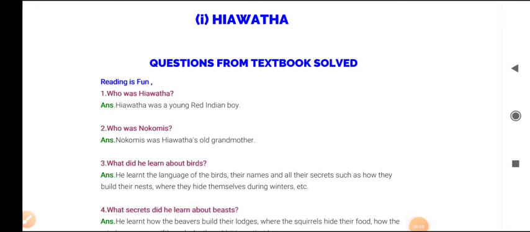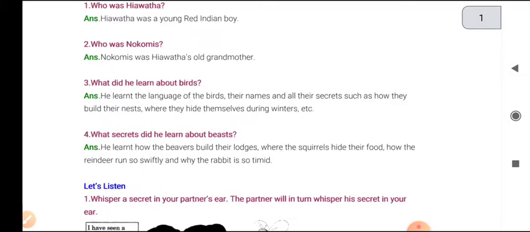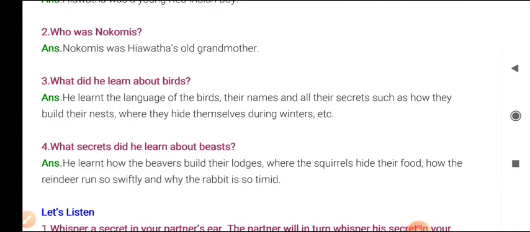Hiawatha. Questions from the textbook solved here. Reading is fun. Who was Hiawatha? Hiawatha was a young red Indian boy. Who was Nokomis? Nokomis was Hiawatha's old grandmother. What did he learn about birds? He learned the language of the birds, their names and all their secrets, such as how they build their nest, where they hide themselves during winters, etc.